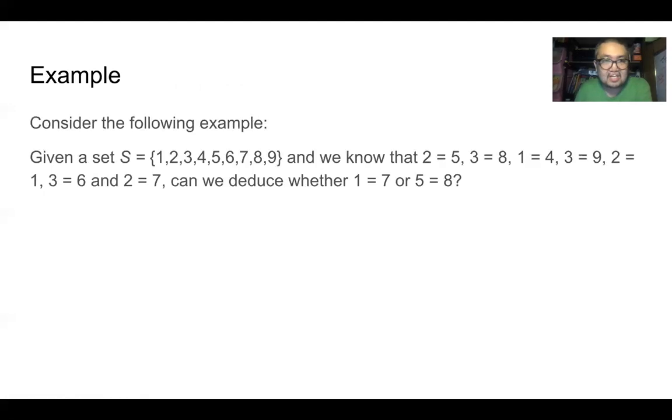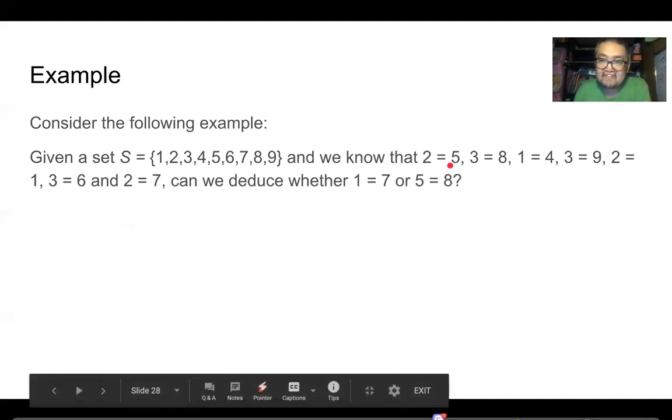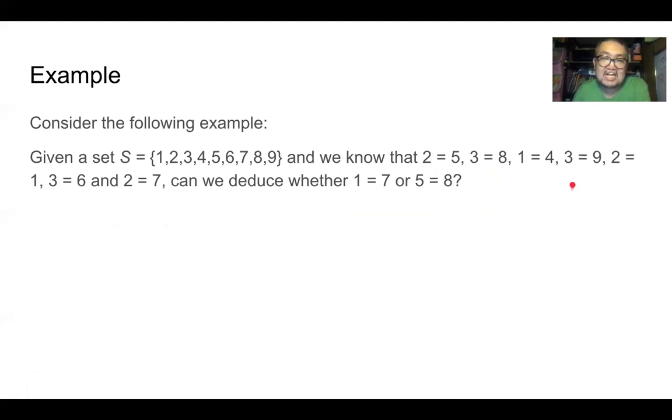Okay? Let's look at this simple example. So, given tayo na may set S, na ang elements ay 1 to 9, and we know this relationship: alam natin na si 2 related sa kay 5, si 3 related sa kay 8, si 1 related sa kay 4, si 3 related sa kay 9, 2 is related to 1, 3 is related to 6, and 2 is related to 7. So we have this pair na alam natin, from this pair, can we deduce whether 1 is related to 7 or 5 is related to 8?